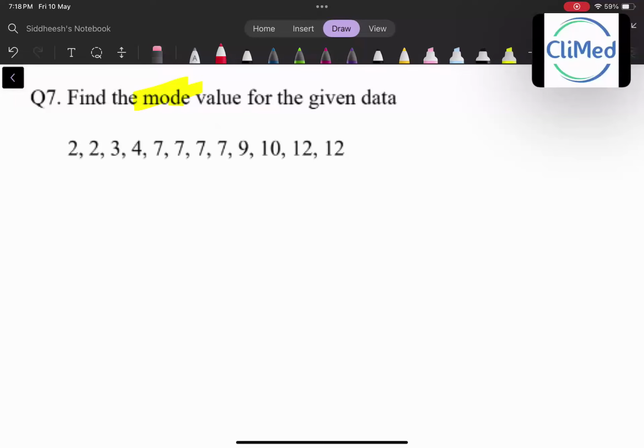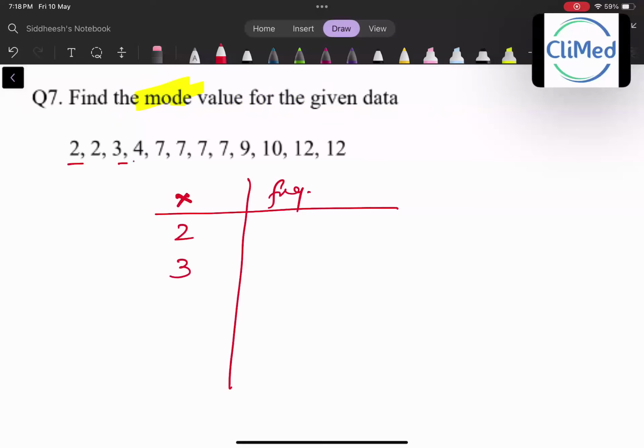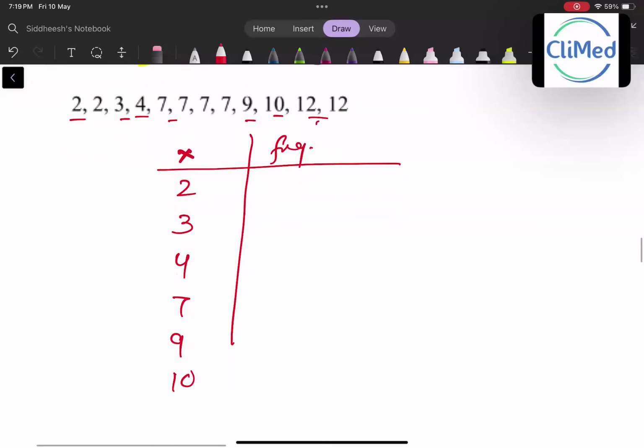So first thing, you should not answer only 7 in your exam. You need to make a table for it. If it is coming for 5 marks and you write 7, you will get around half or 1 mark. That's it. You need to make a proper table for it. So how to make a table? Write X. X is your observation, and your frequency. So what numbers are we having? 2, then 3, then 4, then 7, then 9, then 10 and 12.